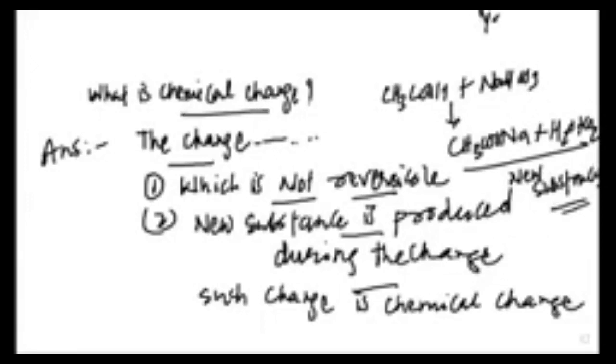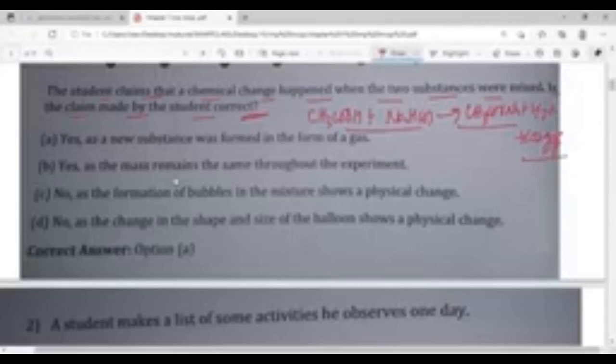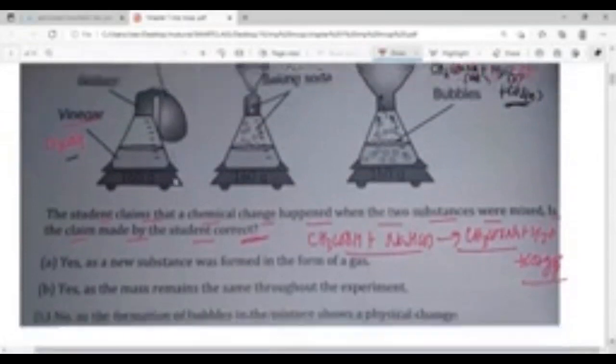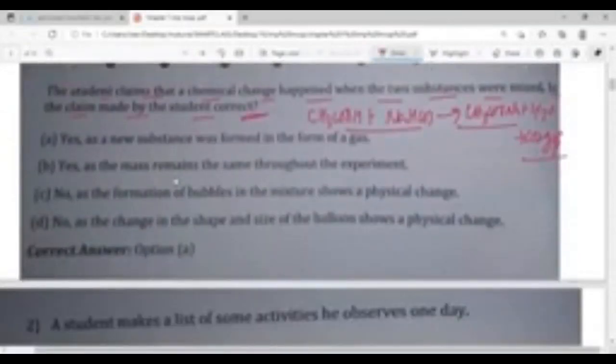Yes. This means this reaction is a chemical change. And this is how, my dear students, we truly understand that whatever reaction took place is a chemical change. Now, let us look at the various options. Yes, as a new substance was formed in the form of gas. Yes, as the mass remains the same throughout the experiment.